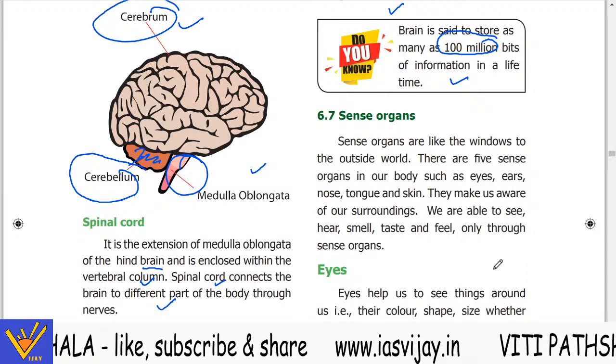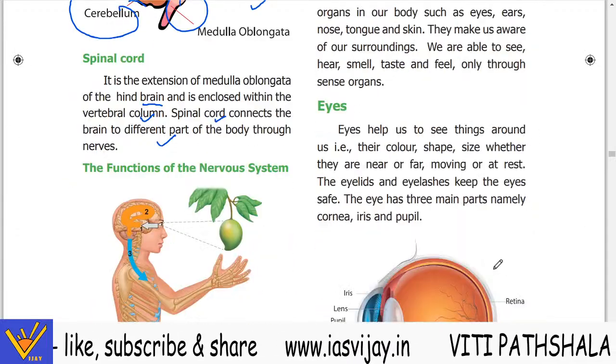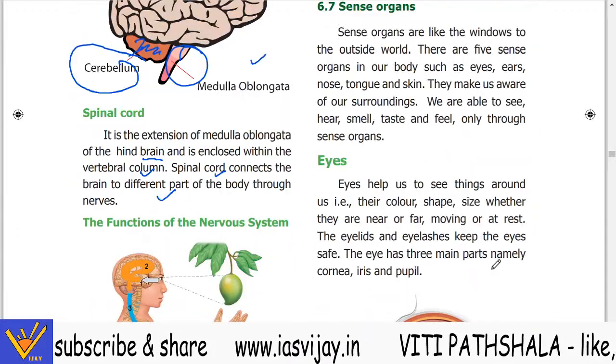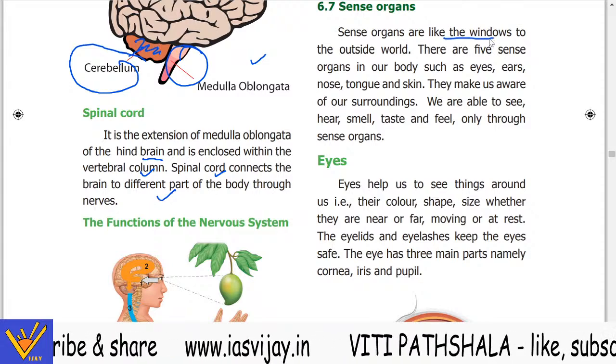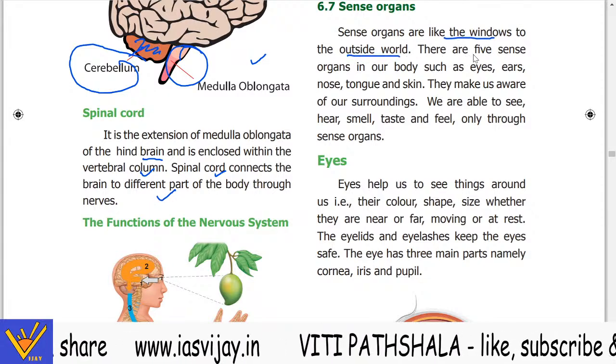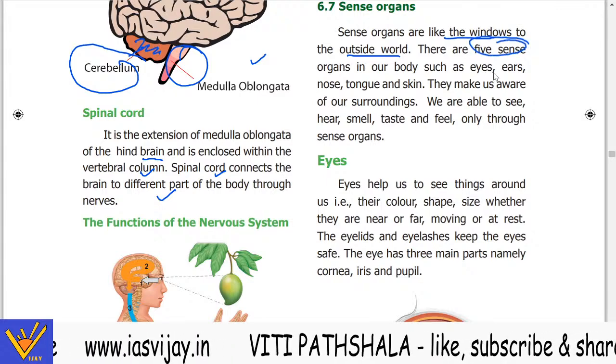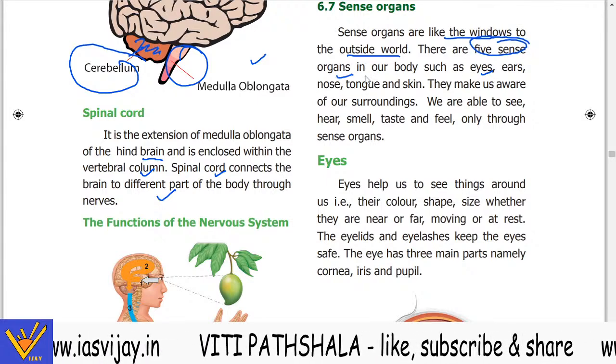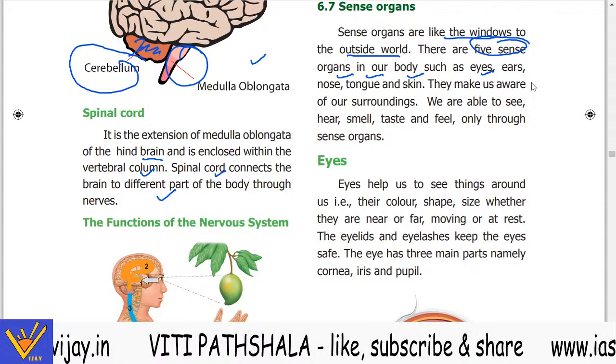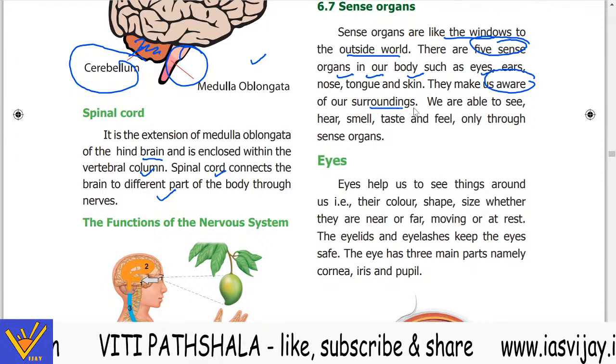Now next comes the sensory organs. Now we have the 5 sensory organs. The sense organs are like the windows to the outside world. Now these are the 5 sensory organs. ये हैं हमारे eyes, ear, nose, tongue and the skin. Now they make us aware about our surroundings.